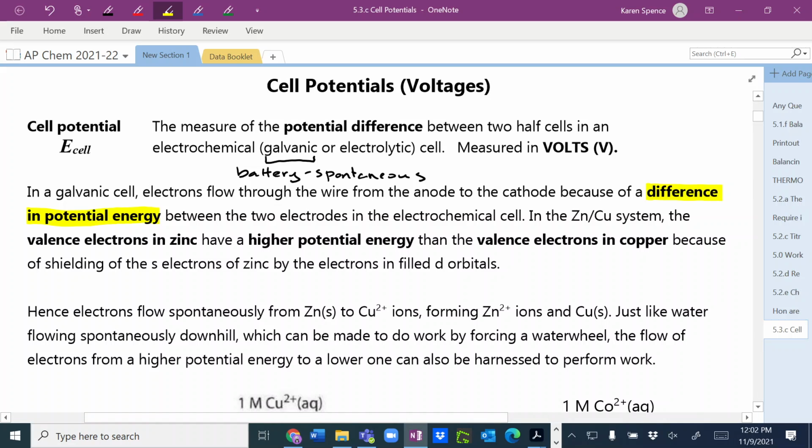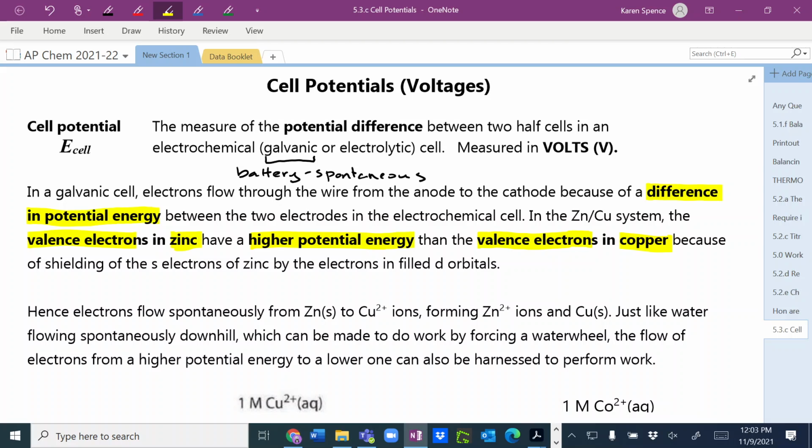So for example, in the zinc copper system that we see so frequently, the valence electrons that are in the zinc metal are at a higher potential. So in zinc, those valence electrons are at a higher potential than the valence electrons in copper. And for you AP types, which all of you are, this is because of the shielding of the s electrons of zinc by the electrons in the filled d orbitals. What does that mean?